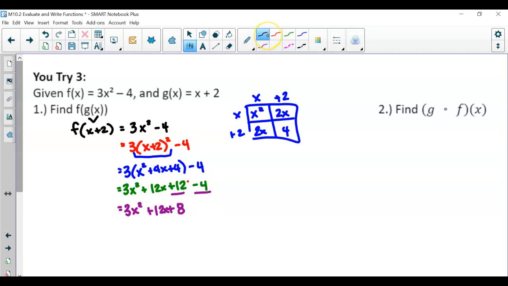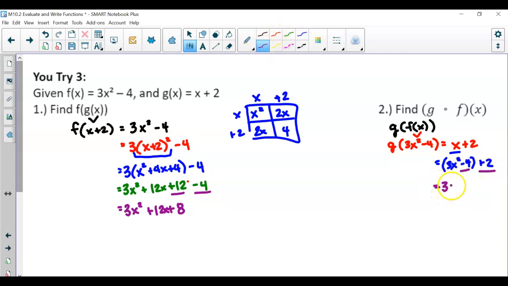So now here you have g of f of x. Well, again, f of x is 3x squared minus 4. So we're going to find g of that function, where g of x is x plus 2. So now instead of x, we have 3x squared minus 4 plus 2. We do have like terms to combine, negative 4 plus 2, which is negative 2. So 3x squared minus 2 is our composite function.